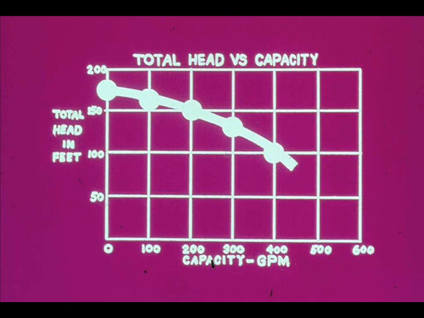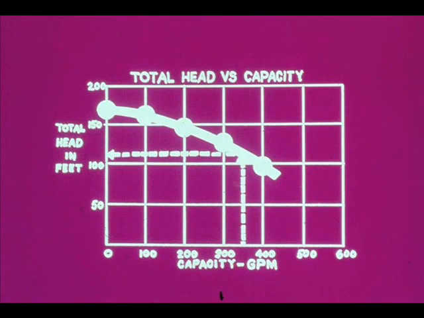Now we can find the head produced for any capacity. Let's try it. Suppose we want to find the total head at 350 gallons per minute. We simply find 350 gallons per minute on the capacity scale, move straight up to the curve, then move across to the total head scale. Our answer is about 110 feet of total head.